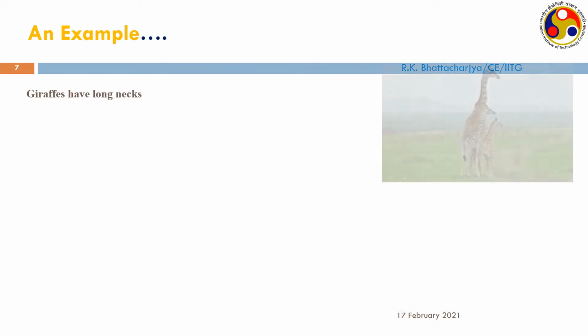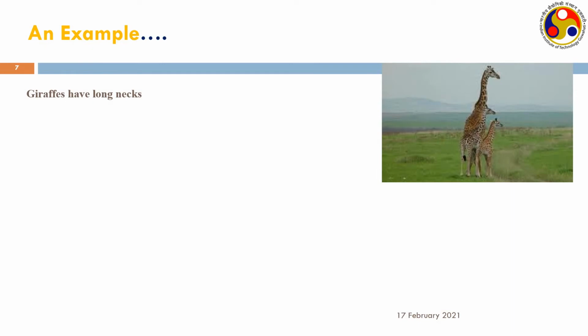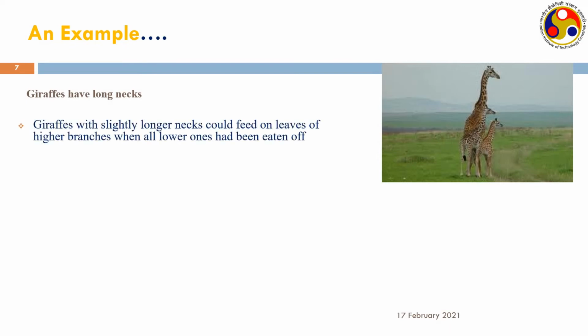Now, let us take an example of this. Giraffe, I think you have seen a giraffe, and a giraffe has a very long neck. Some evidence tells us that millions of years back, giraffes didn't have a long neck. They actually had a shorter neck. Now what is happening, because of mutation or something, some giraffes may have had a slightly longer neck at that time. So giraffes with slightly longer necks could feed on leaves of higher branches when all the lower ones had been eaten off.